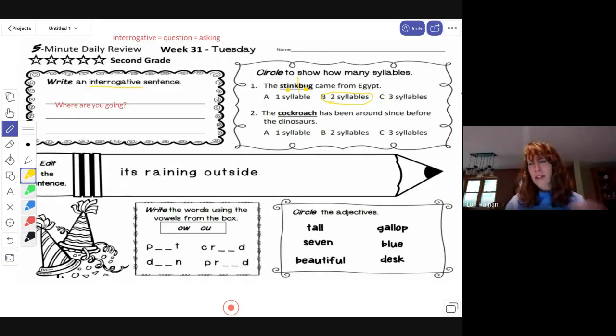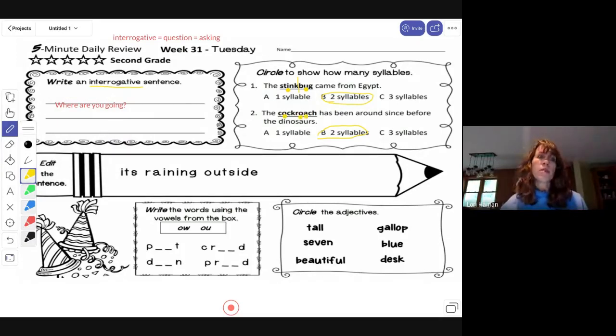Let's do the same thing for this one. I'll read the sentence and then we'll say the word with our hand under our chin. The cockroach has been around since before the dinosaurs. Cockroach. It's 2 syllables again, isn't it? But let's just double check how you would know that if you didn't have an idea of what that word really said. You could find vowels. So an O is a vowel. Here's an O and there's an A.